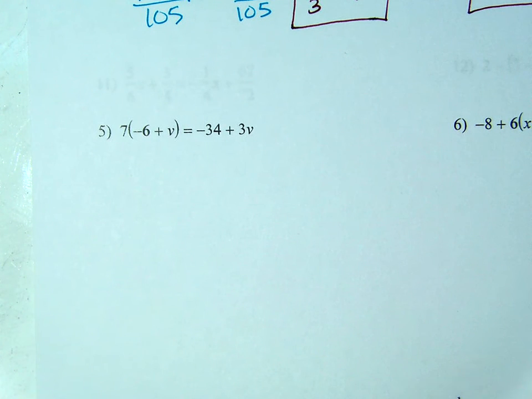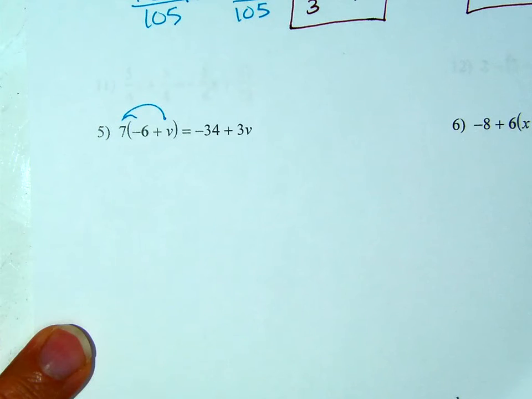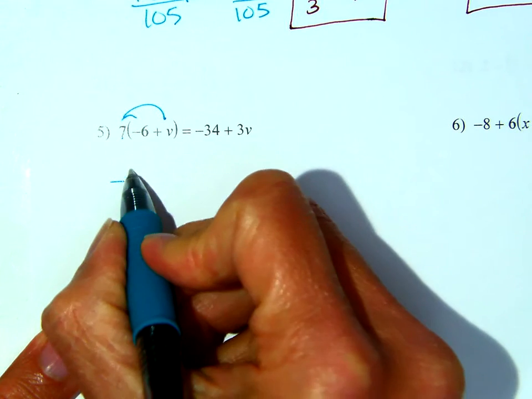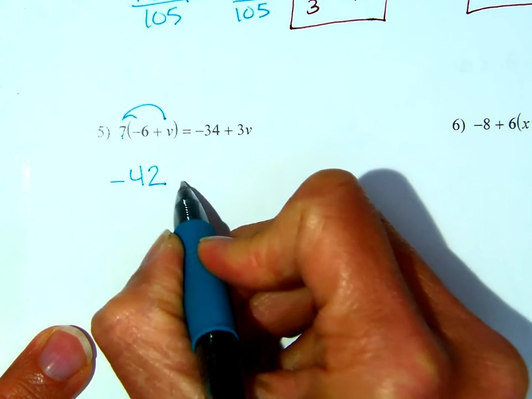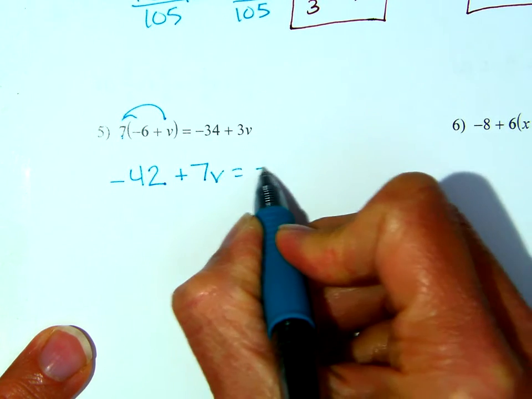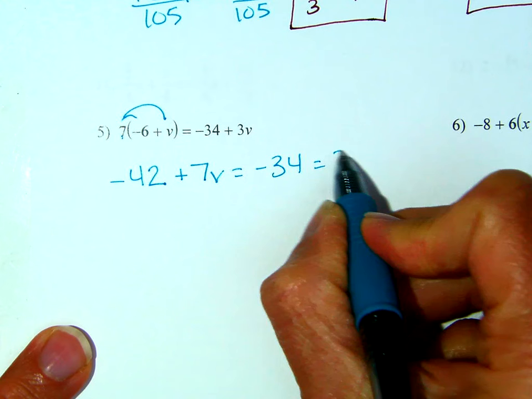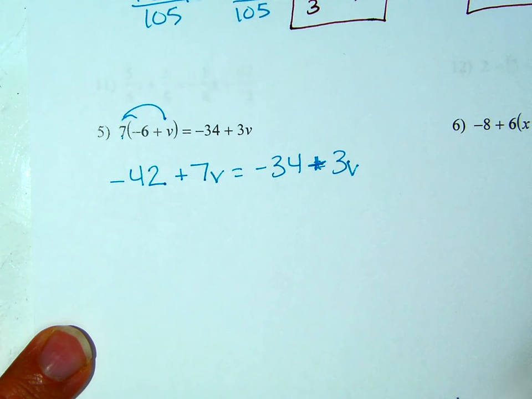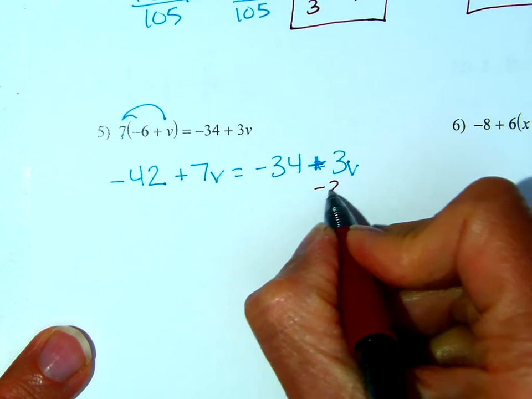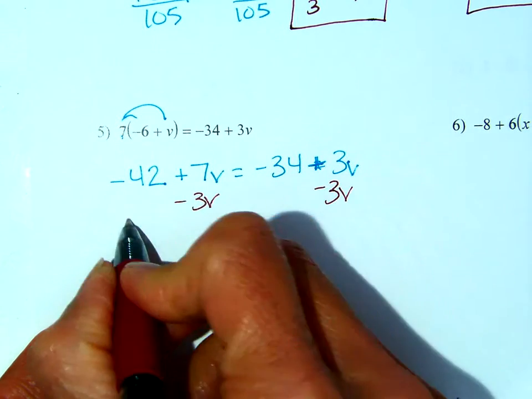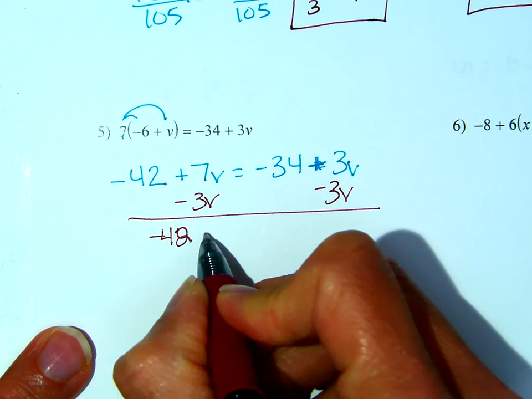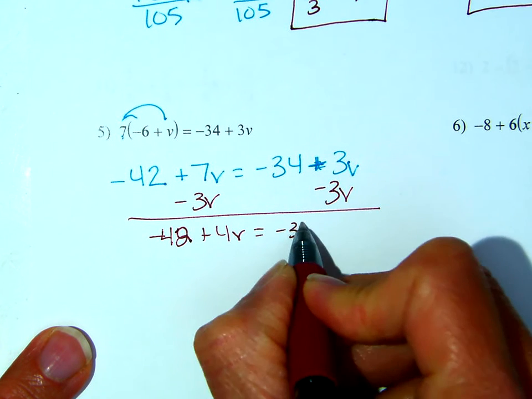I see parentheses. I'm going to multiply my 7 that's in front of the parentheses. I'm going to distribute that. So I'm going to multiply 7 times negative 6. That's negative 42. 7 times v is 7v. Whoops, that's supposed to be a plus. And now I need to get all my v's on one side and all my numbers on the other side. So I'm going to subtract 3v. I'll do 2 steps this time. Whoops. 42 plus 4v equals negative 34.